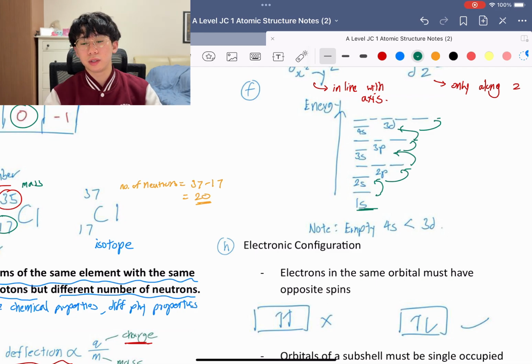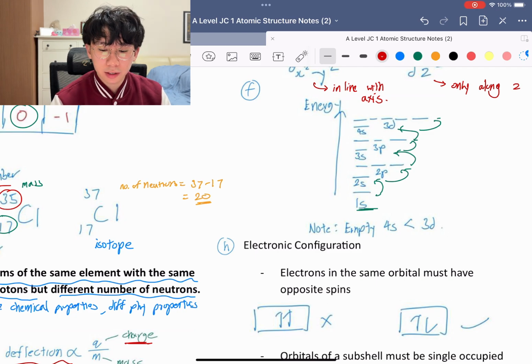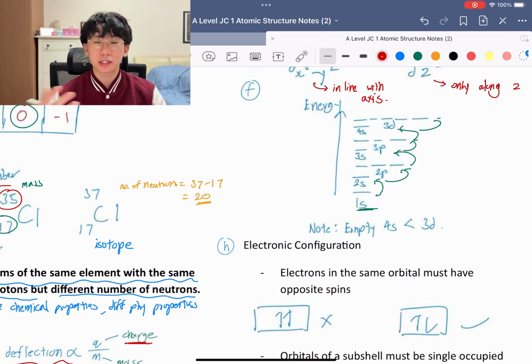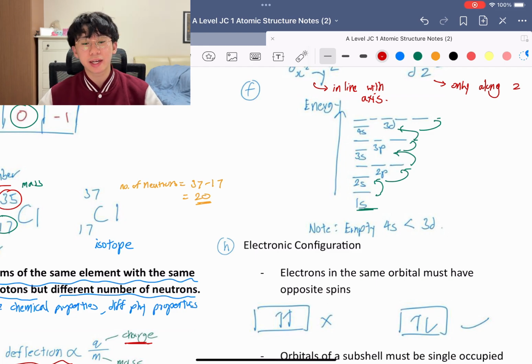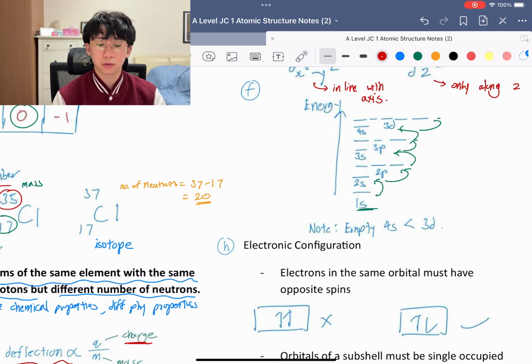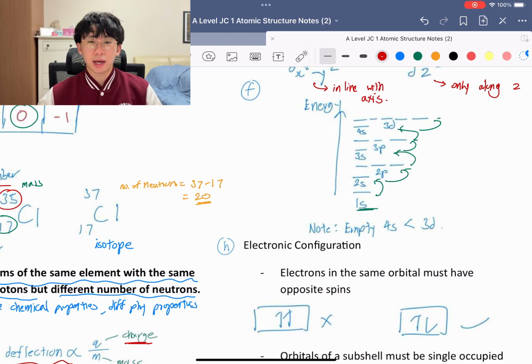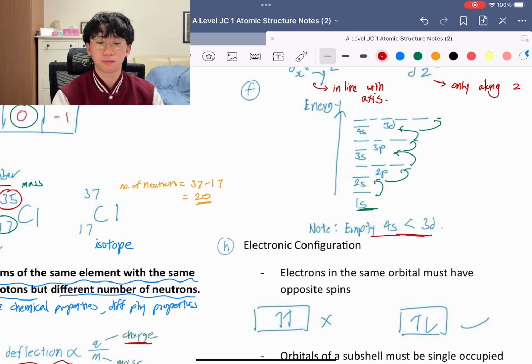And here it's good to take note that there is a slight anomaly, if you can call it an anomaly. You would think that it goes in chronological order from 1 to 2 to 3 and then to 4, but that's not really the case, because here we just need to take note that an empty 4s orbital has lower energy than a 3d orbital.